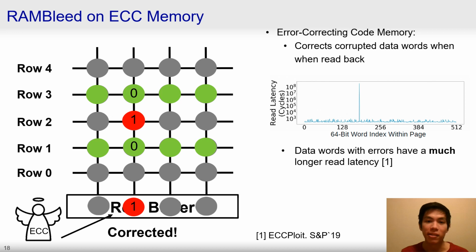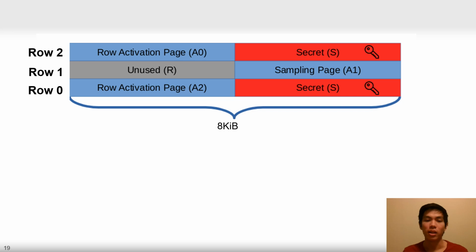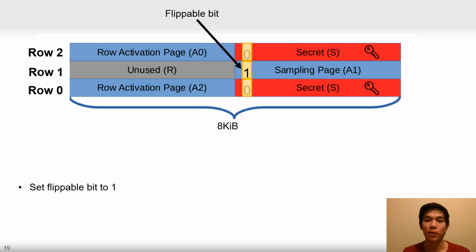And what does this mean for RAMBleed? Recall that RAMBleed only requires the attacker to detect whether a bit flipped or not, and doesn't require the bit flip to be persistent. Thus, the timing side channel enables RAMBleed on ECC memory. Let's see how this works with an example. Assume we have the same memory layout as before, with a flippable bit set to 1. If the bit lies in the middle of a stripe configuration, then after hammering, the middle bit flips to 0.